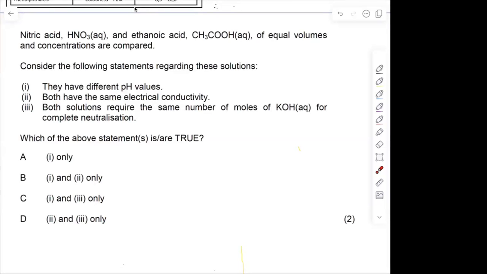Statement number three then says both solutions require the same number of moles of potassium hydroxide for a complete neutralization. All right. Now, the question that I'm going to ask you guys today is which of the above statements is or are true? Is it A, only one, B, 1 and 2 only, C, 1 and 3 only, or D, 2 and 3 only? Have a look at that.